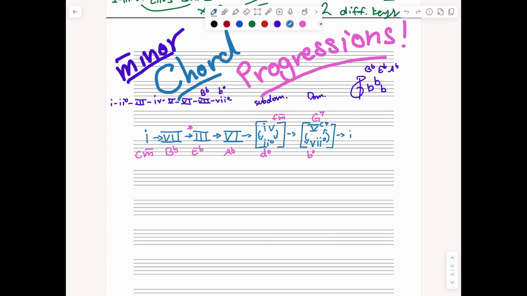So here's C minor. Here's G minor. And back to C. It's fine. It's okay, but it doesn't give you that punch. Delicious. And that's the harmonic 7th that raises.